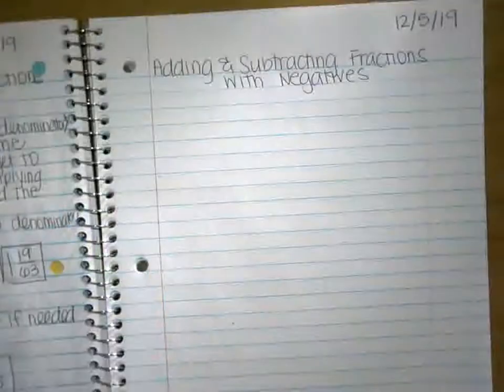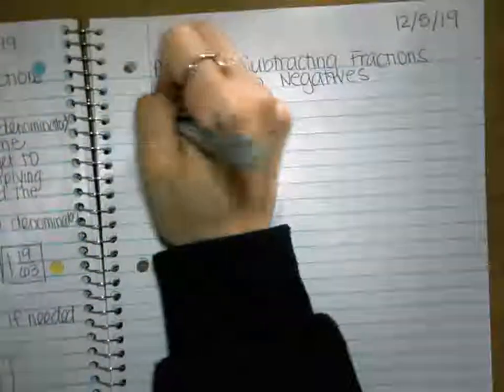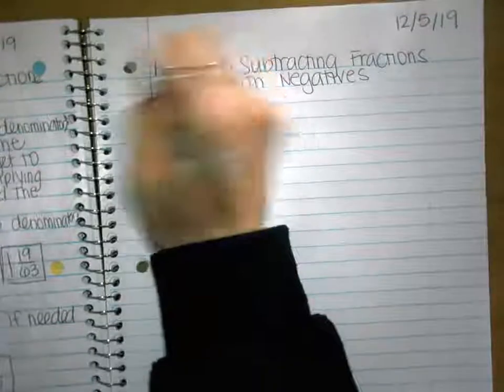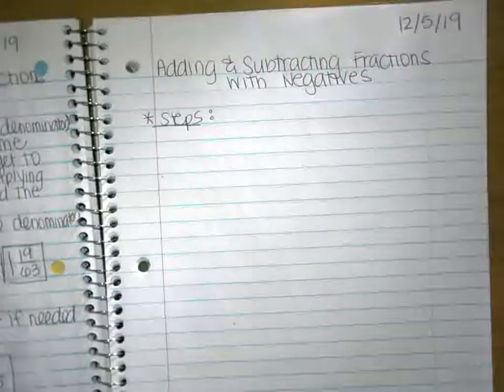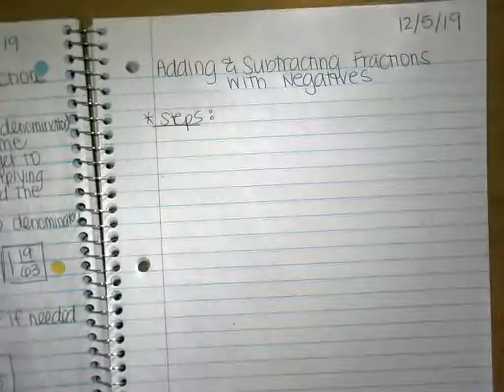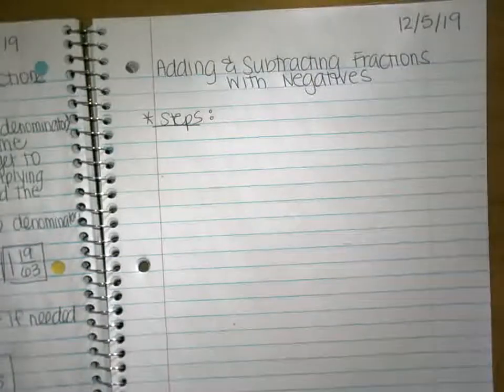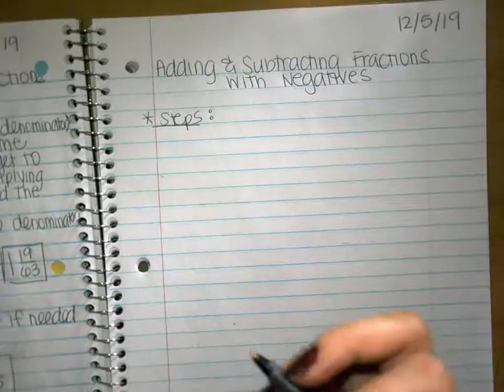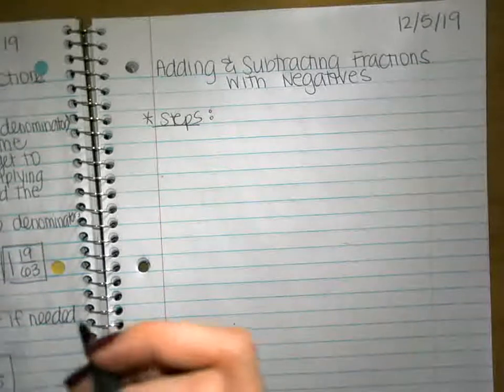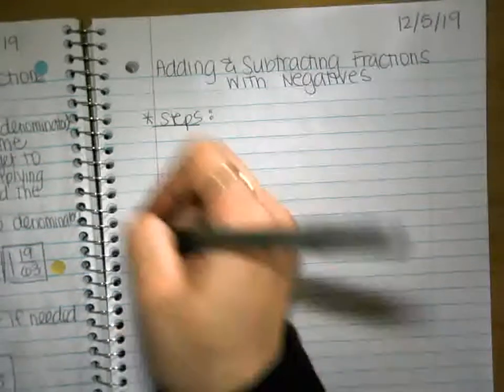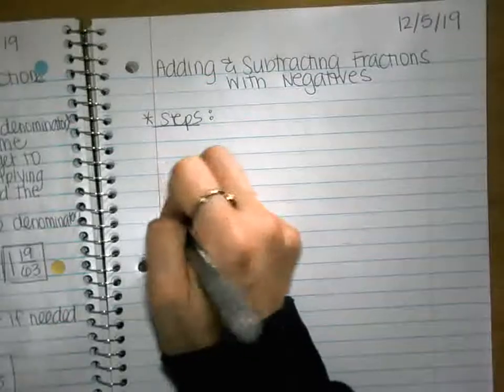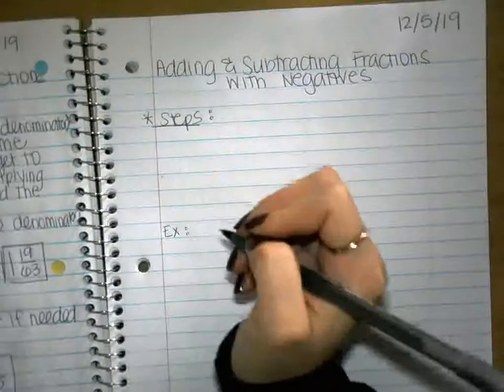So we're going to write the steps, but we're not going to write them down word for word like we did yesterday because we already wrote them all down, so we don't need to copy them all. And we're going to skip some lines. Let's do an example.